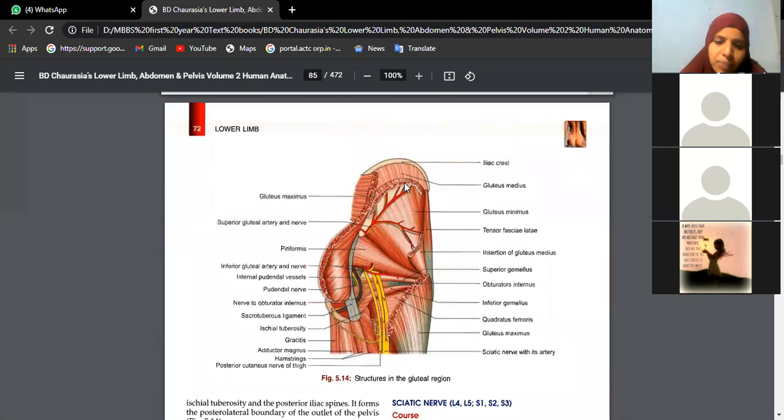After gluteus maximus, we have gluteus medius. Below this, we have gluteus minimus. And the key muscle I was asking you about is piriformis. Below piriformis only, we have the sciatic nerve. The other muscles under the gluteus maximus cover are, this middle muscle, obturator internus. Above this we have superior gemellus. Below this we have inferior gemellus. And the last one is quadratus femoris.